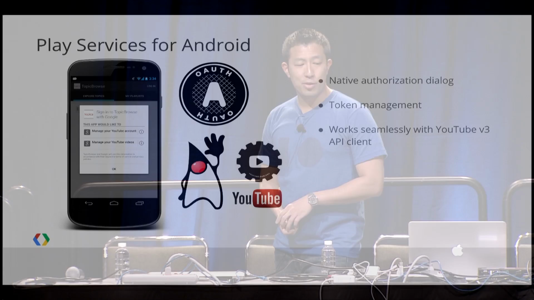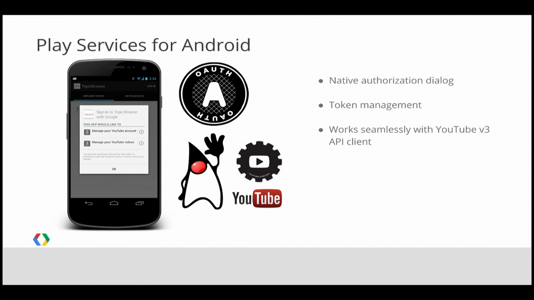On Android, we don't even need you to enter in your email and password again because we have an authorization service. What I'm showing you guys here is Google Play services checking for your account on your phone and asking you for permission to give your account details to the YouTube application. Play services for Android makes it very easy to manage tokens. Once you start working with this, you don't have to manage emails or passwords. And the token will work very seamlessly with the Java v3 API client.